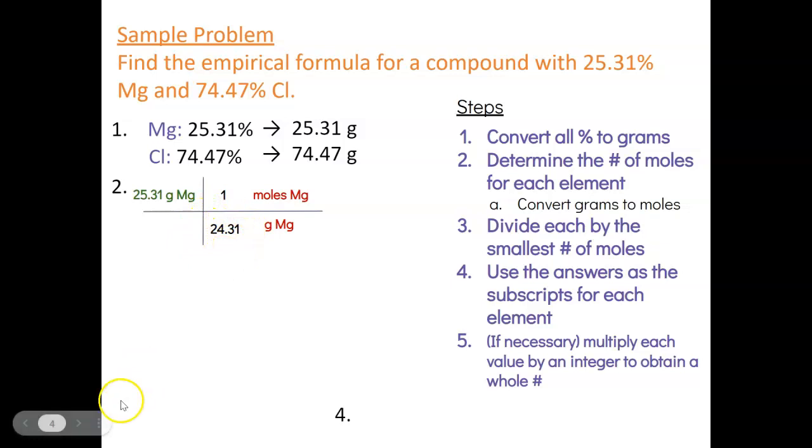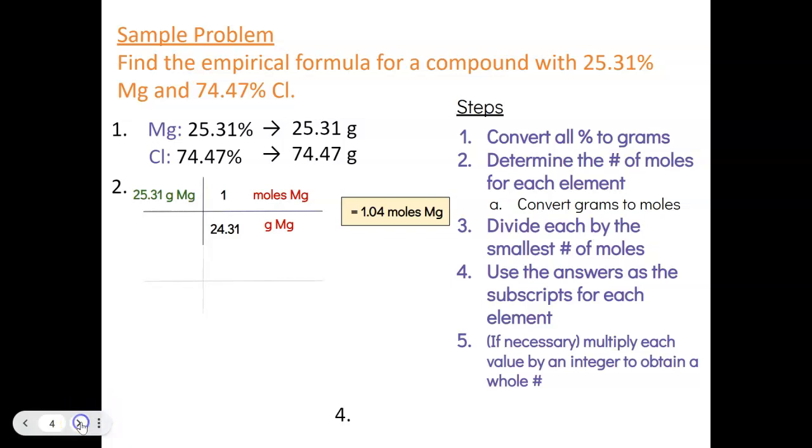So if we do that math, we would do 25.31 times 1 divided by 24.31 grams, which will give us 1.04 moles of magnesium. Again, these are just fraction problems. You multiply through the top, multiply through the bottom, and then divide. So it would be 25.31 times 1 divided by, there's an imaginary 1 here, 1 times 24.31, which just winds up 25.31 divided by 24.31. So in this problem we have 1.04 moles of magnesium.